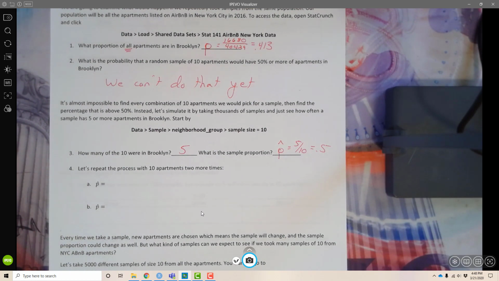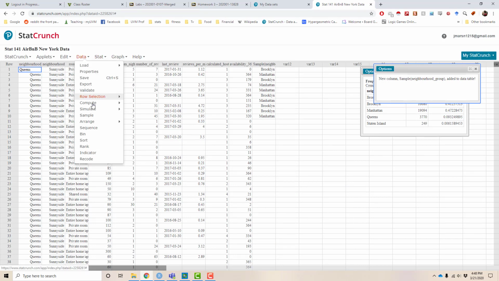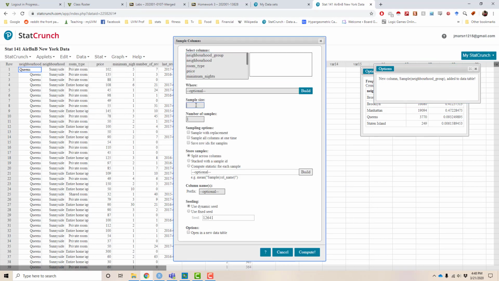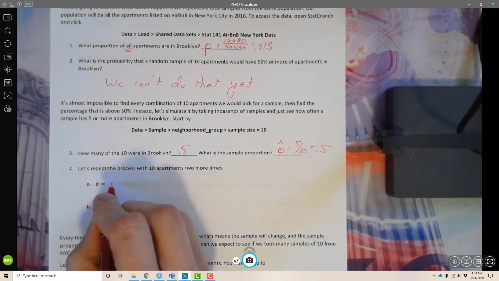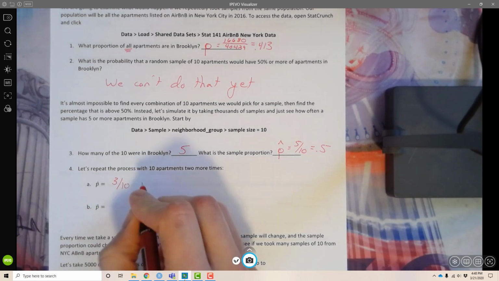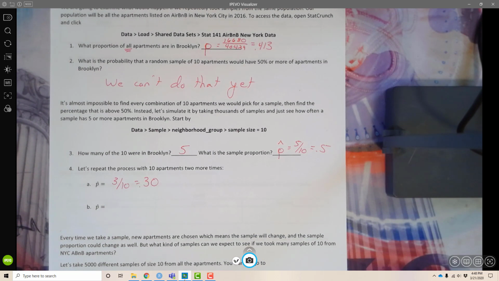So let's do it again. Let's take another random sample of 10 apartments. So we can go back to Data, Sample. We're going to do it two more times. So we want a sample size of 10. We want to pick it from the neighborhood group, and we'll tell StatCrunch that we want 2 more samples. Click Compute. And for the second sample that it took, we had 1, 2, 3 apartments in Brooklyn. So our second sample proportion is 3 out of 10, or 30%.